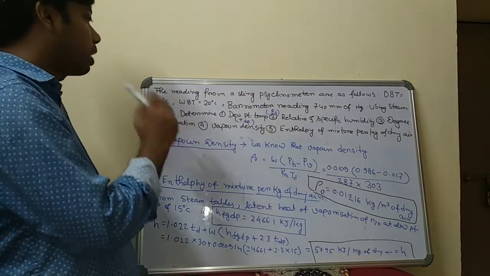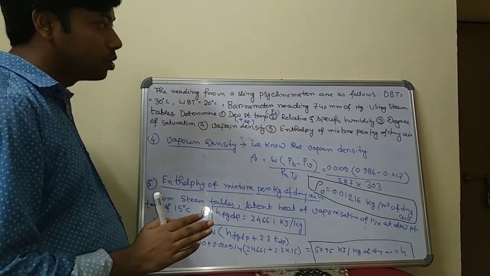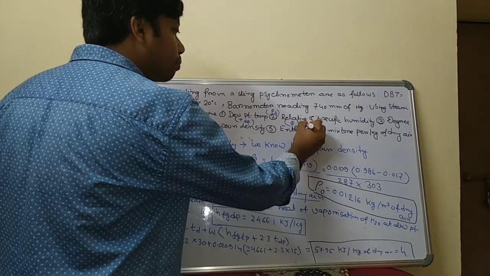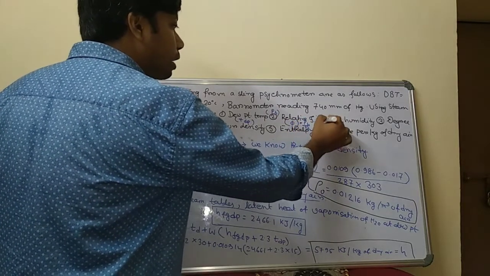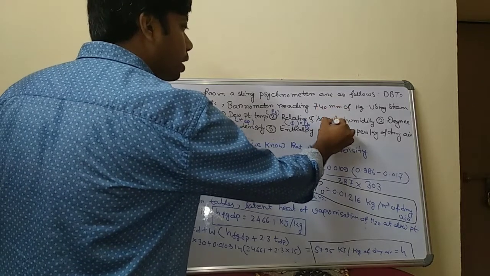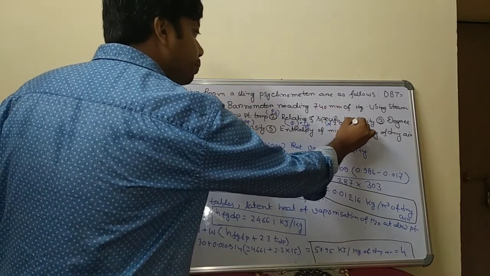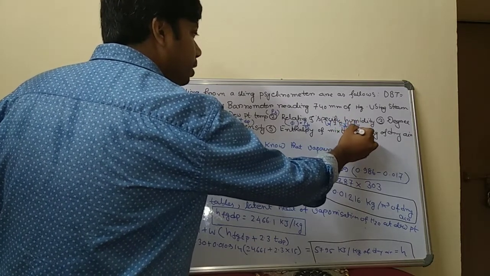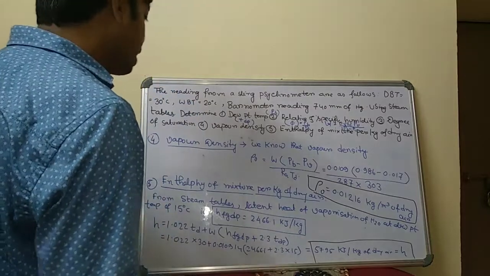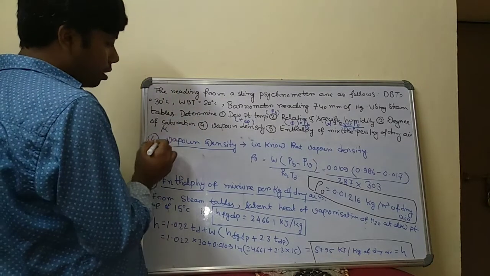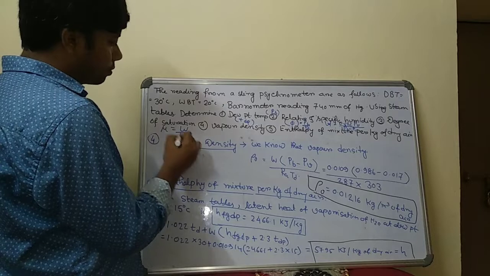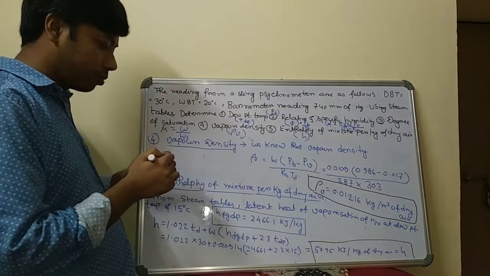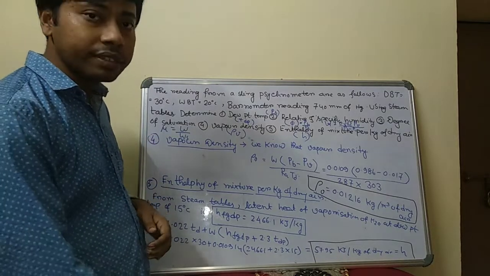So in this problem we calculated the dew point temperature, relative and specific humidity. Relative humidity phi is basically PV by PS. Specific humidity W is 0.622 PV by (PB minus PV). Degree of saturation mu is W by Ws. Then the vapor density rho V and the enthalpy. So all this part of the numerical I have calculated.